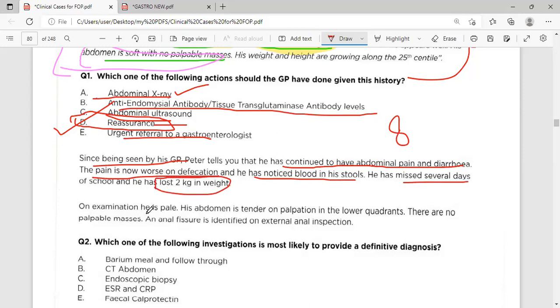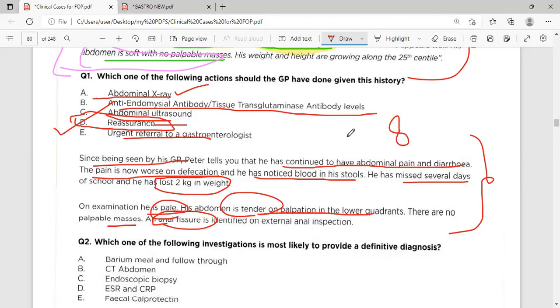He has missed several days of school and has lost 2 kg weight. On examination, he is pale. Abdomen is tender on palpation in the lower quadrants, there is no palpable mass. Anal fissure is identified on external anal inspection. So now he's presenting with abdominal pain, diarrhea, loss of weight, blood in his stool, the abdomen is tender, he is pale, there is anal fissure.